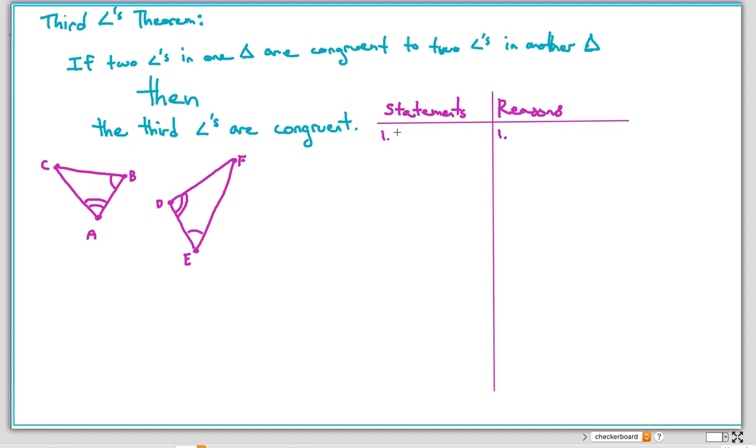So let's write the given. What we have here, we have angle A is congruent to angle D, and then I have angle B is congruent to angle E, and that's given.